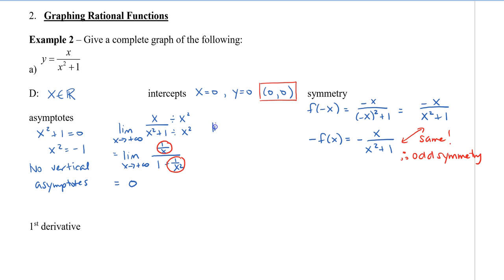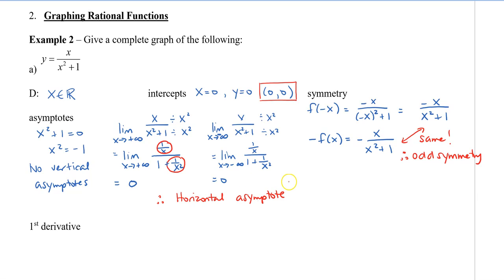All right, let's check my limit again, but this time we're going to approach negative infinity. However, because I know from before, when I divided by x squared, my numerator became 0 already, then I know that this will also be 0. So it doesn't matter whether I am approaching positive infinity or negative infinity, I still get a limit of 0. So therefore, I can conclude that I have a horizontal asymptote where y is equal to 0. It's kind of exciting. We have odd symmetry and we have a horizontal asymptote. So it'll be interesting to see what this graph looks like.